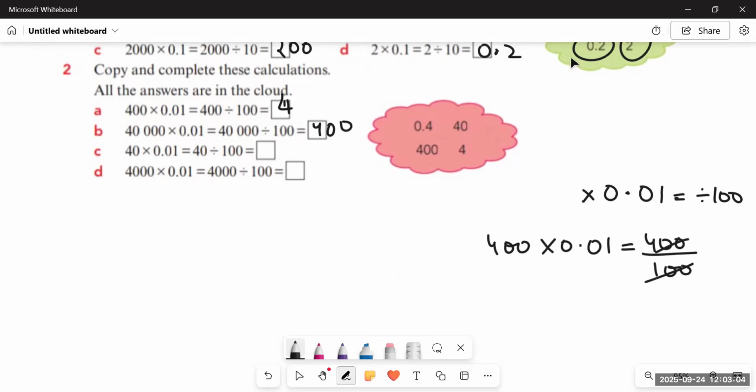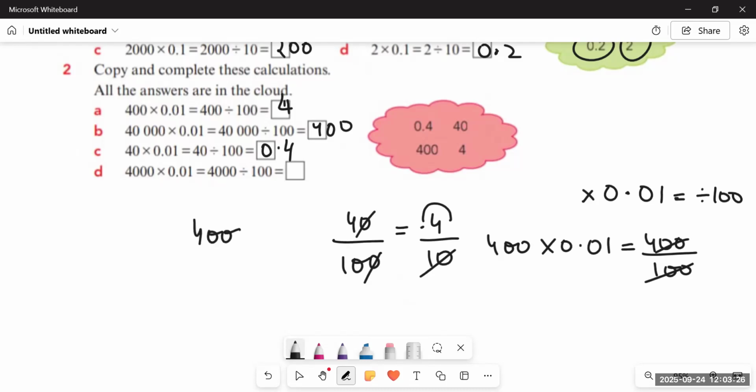40 multiplied by 0.01 is 40 divided by 100. Cut one zero with one zero, and what are we left with? 4 upon 10. And when we cut this zero, the decimal will move one place backward. Here it becomes 0.4. Then 4,000 multiplied by 0.01 is actually 4,000 divided by 100. So 4,000 upon 100. Cut the two zeros with the two zeros, and what are we left with? 40. You see how easy it is.